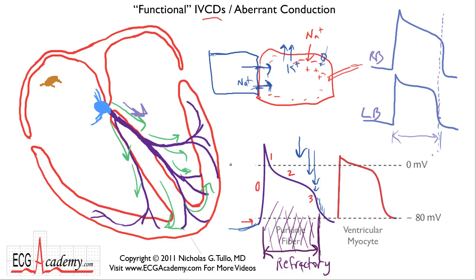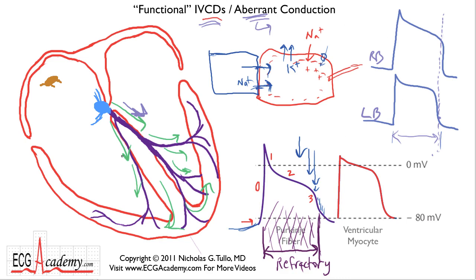And as a result, you'll get a widened QRS because of a bundle branch block type of IVCD, and this is known as functional aberrancy. Aberrant conduction simply means that the signal took an abnormal path. Aberrant sort of means abnormal. And if the signal takes an abnormal path because one of the bundles is blocked, then that gives rise to a widening of the QRS complex.